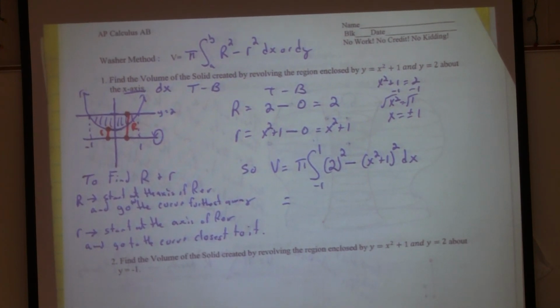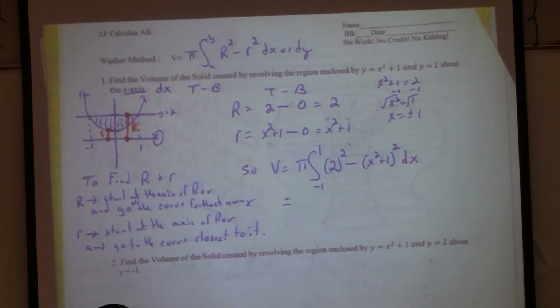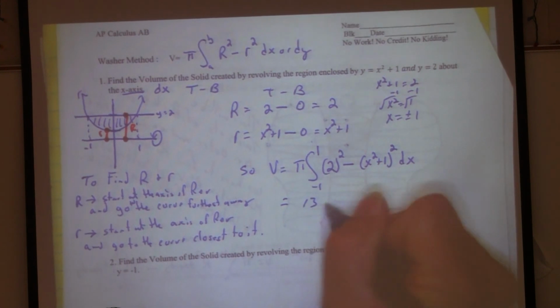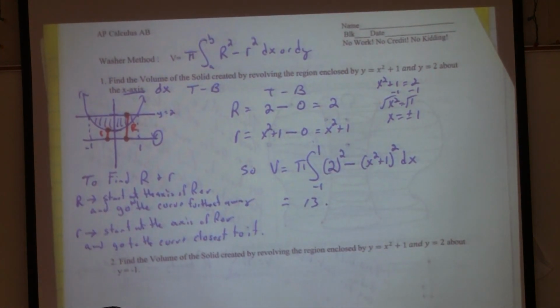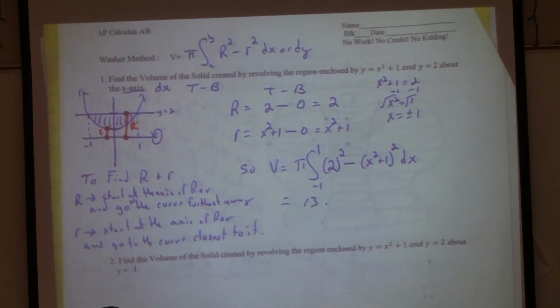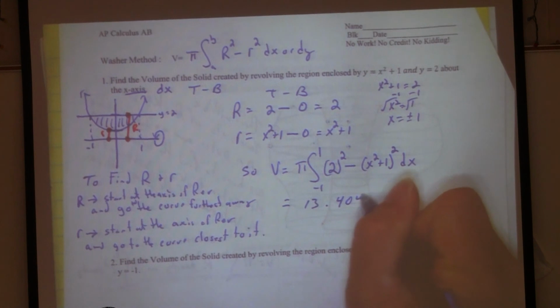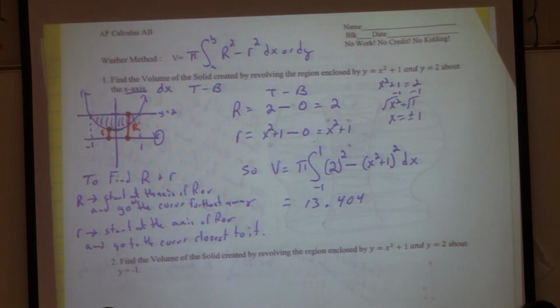What do we end up with for the decimal value? 13 point... times pi, remember times pi. 13.404? Yeah, somebody just took off, typed the integral, forgot the pi in the front. Right? Easy?